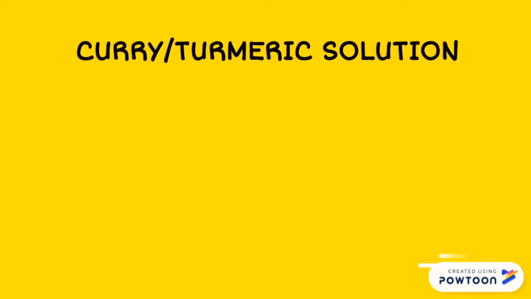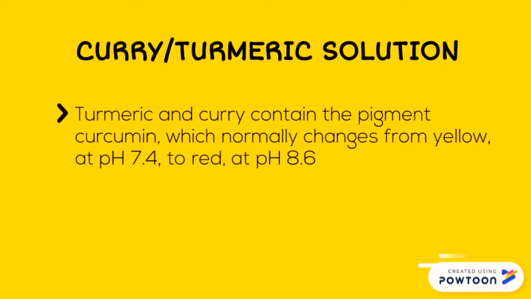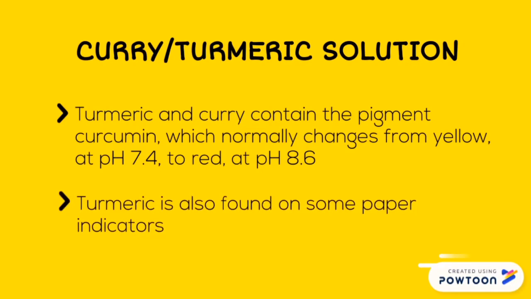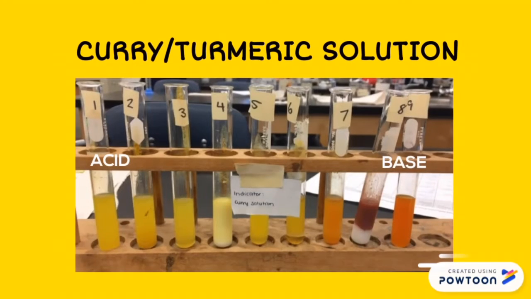Curry or turmeric solution is a common natural indicator. These substances contain the pigment curcumin, which normally changes color from yellow at pH of 7.4 to red at pH 8.6. Turmeric is also found on many paper indicators. This is what curry solution looks like when it is added into acidic and basic solutions. As you can see, it turns yellow in acidic solutions and orange-red in basic solutions.